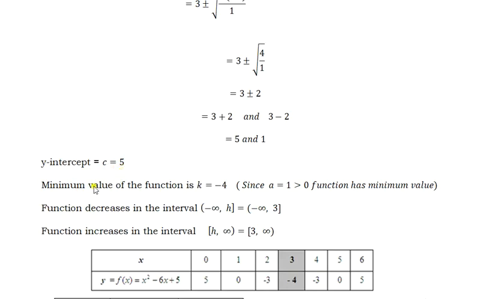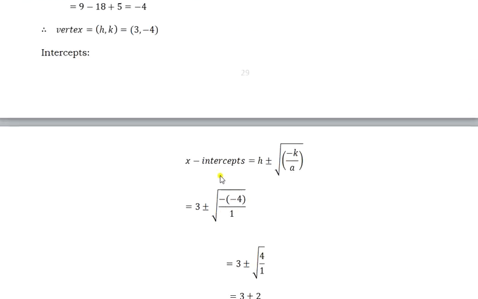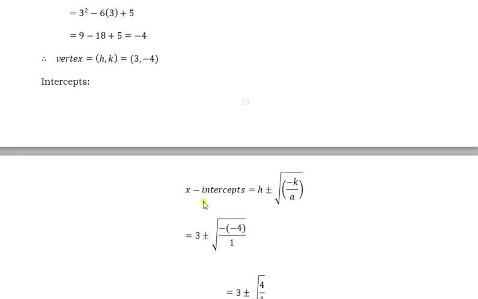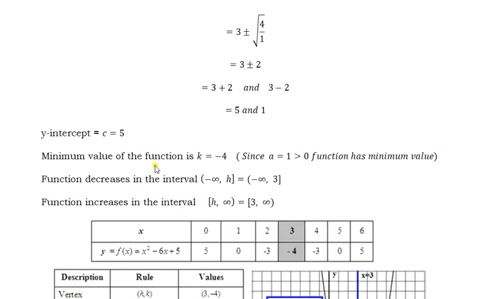Okay. Now in the question we are asked to find the minimum value of the function. The minimum, the smallest value of the function, is k. So what is k here? Minus 4. We already have the value of k. It is minus 4. So the minimum value of the function is k equal to minus 4.